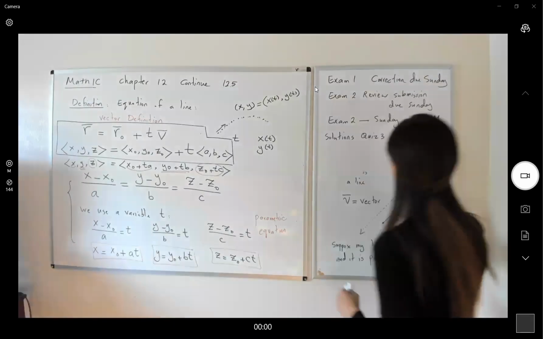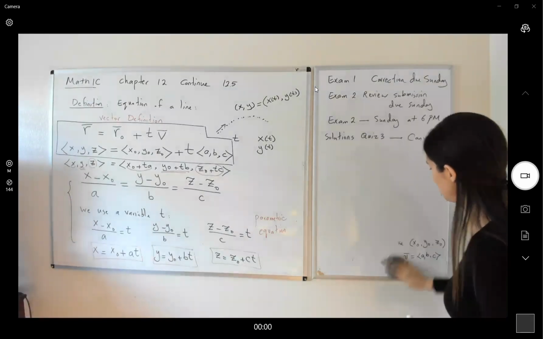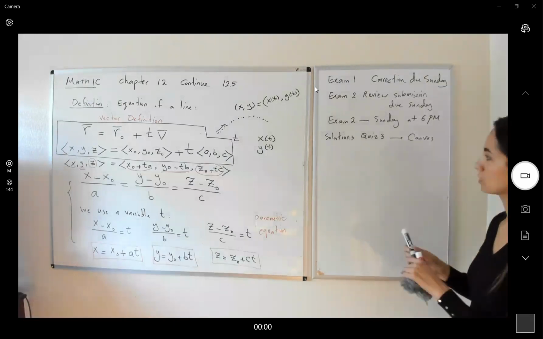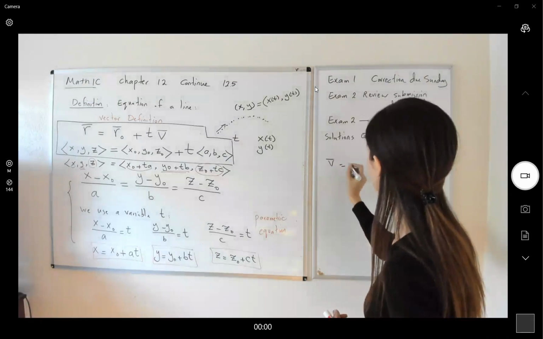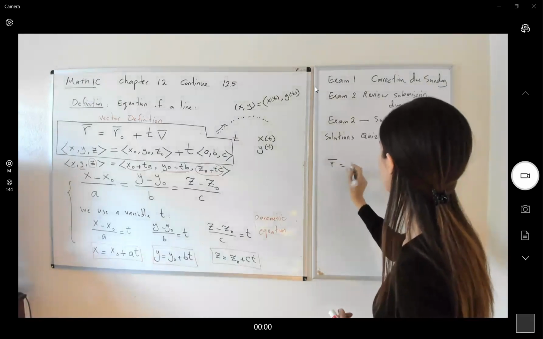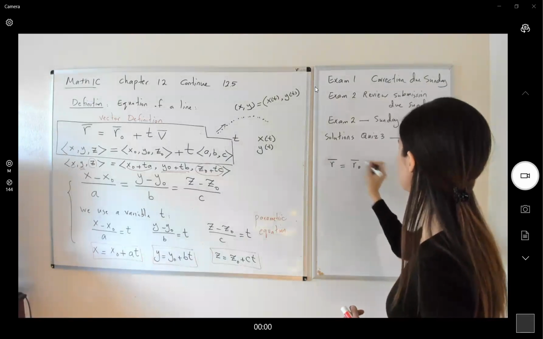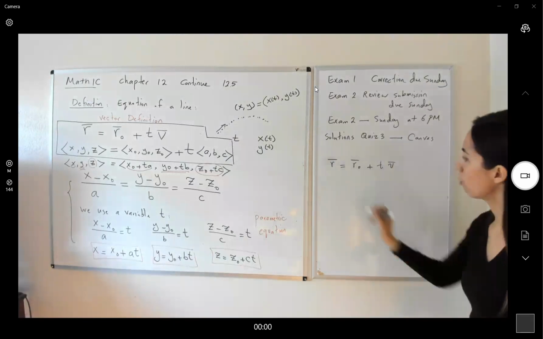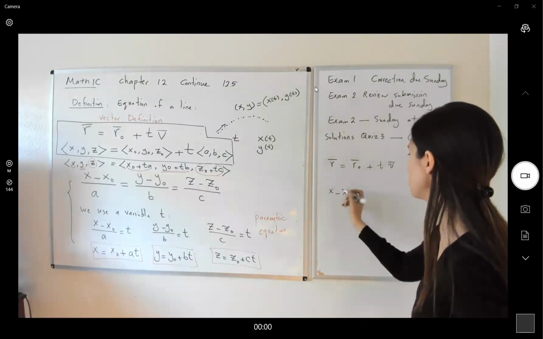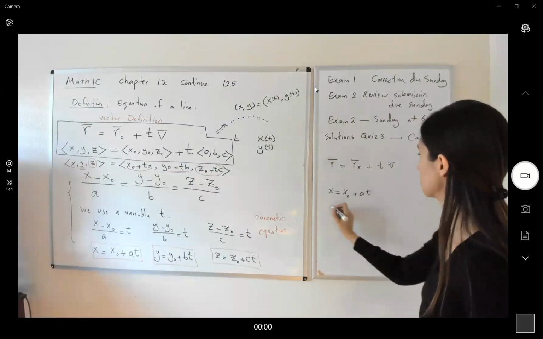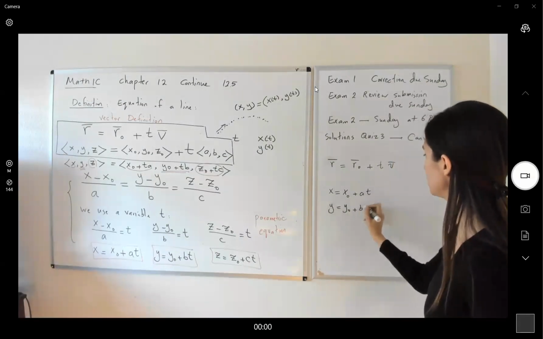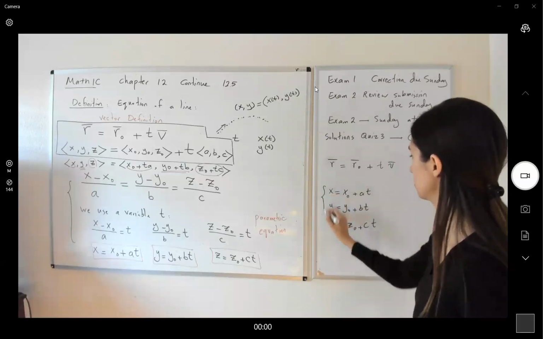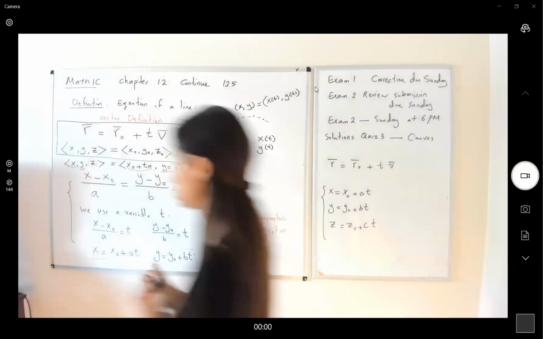Let's write down these equations here. Then we go over one example together. So R is equal to R sub 0 plus T times V, or X equals X sub 0 plus AT, Y equals Y sub 0 plus BT, and Z is equal to Z sub 0 plus CT. Parametric equation or vector definition.